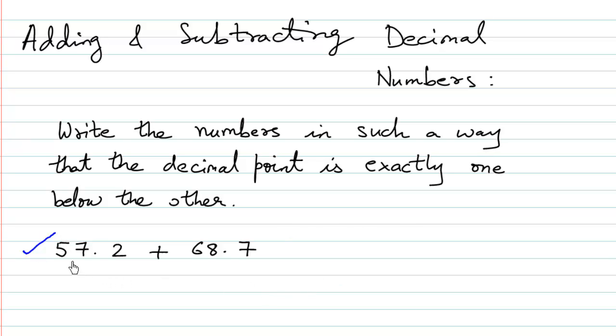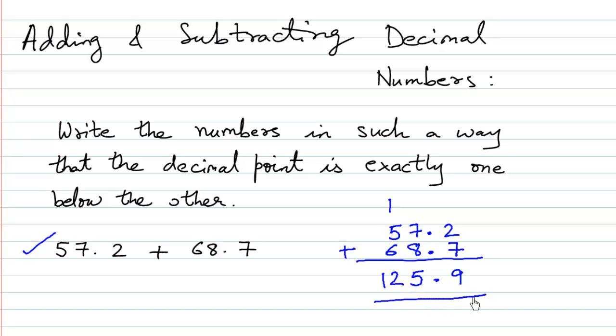So how are we going to add 57.2 and 68.7? So we're going to write 57.2 plus, and we need to write this decimal point one below the other, and therefore we can write 68.7 over here, and simply add them as we add the natural numbers. So 2 plus 7 is 9, 8 plus 7 is 15, 1 carry, and 6 plus 6 is 12. So the answer to this is 125.9.